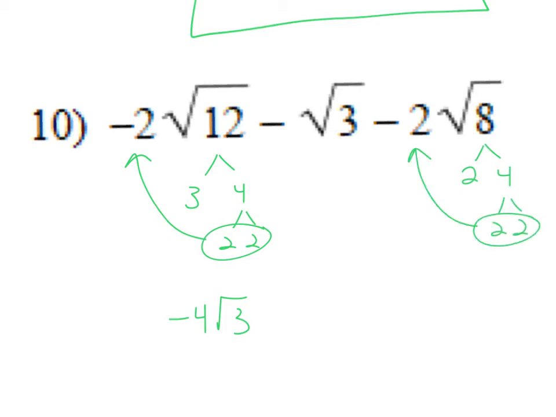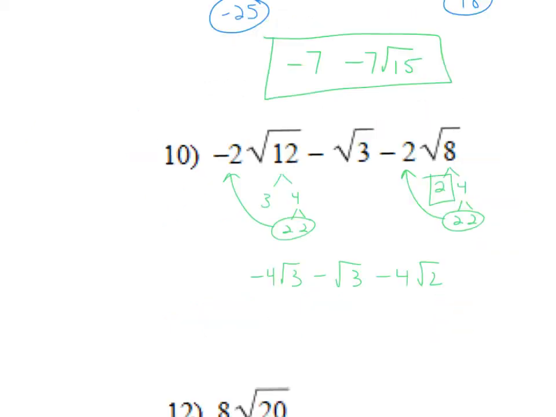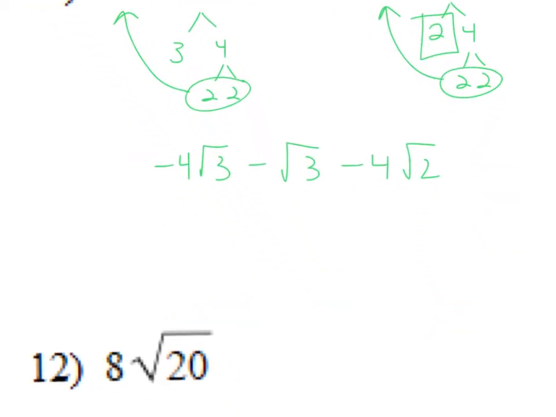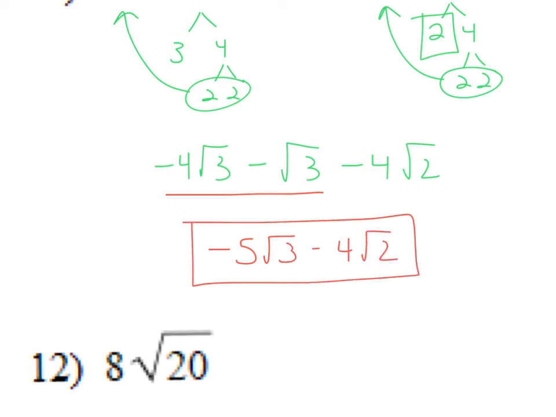Again, 2's pair up and move out. So I have the minus square root 3 in the middle here. 2 times 2 is 4. So I have minus 4, and then I have a 2 left here, root 2. All right, so now I'm going to combine like square roots. So when I put those together, negative 4 and negative 1 is negative 5 root 3 minus 4 root 2. And that's going to be my final answer.